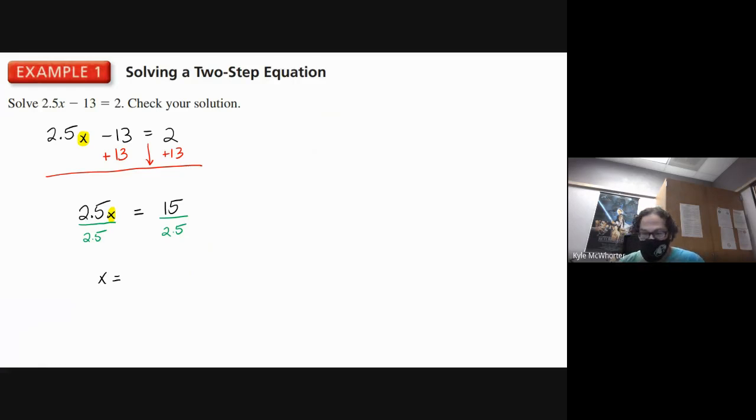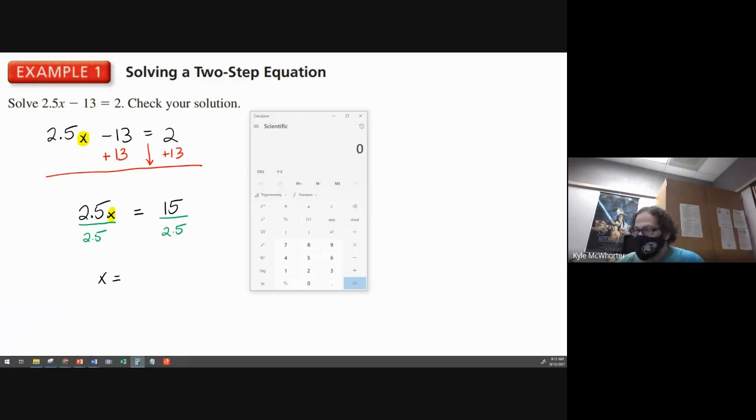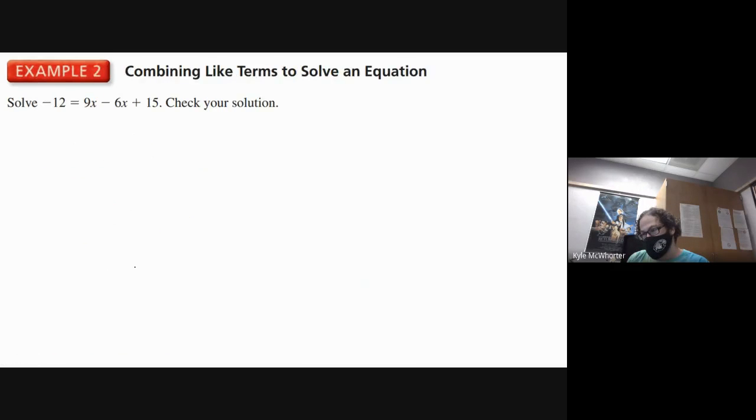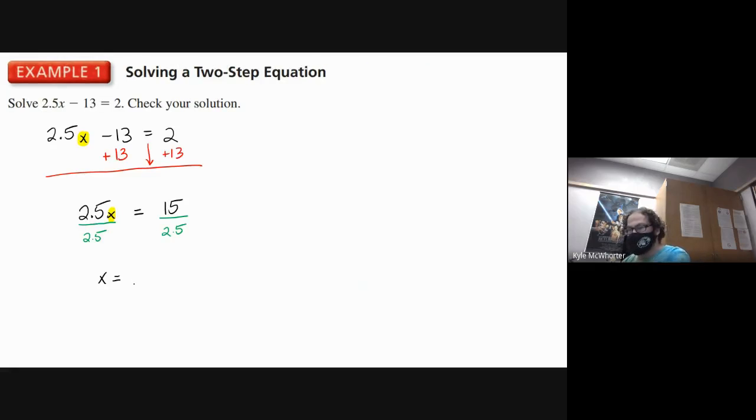And then we can use a calculator for this part. 15 divided by 2.5 should be 6, I think. Yeah. So x equals 6.